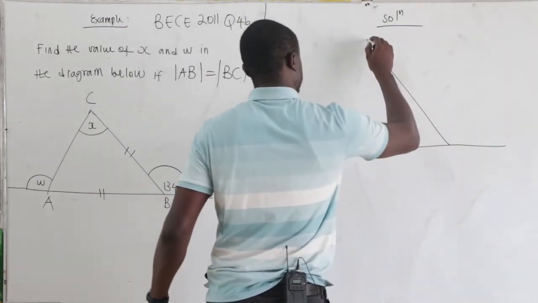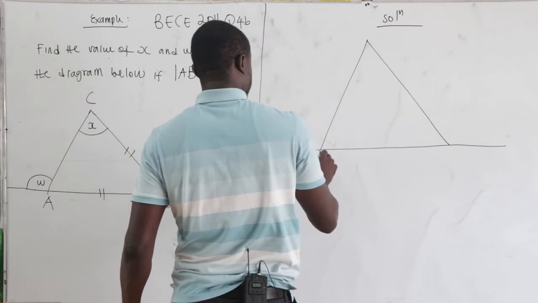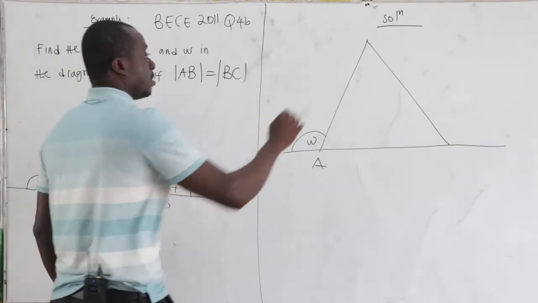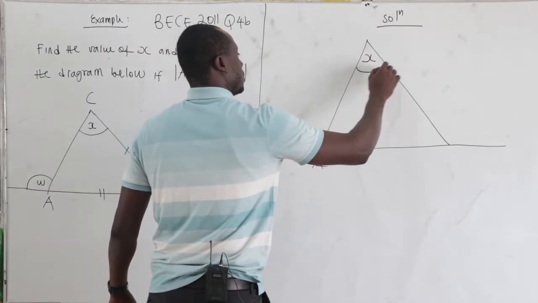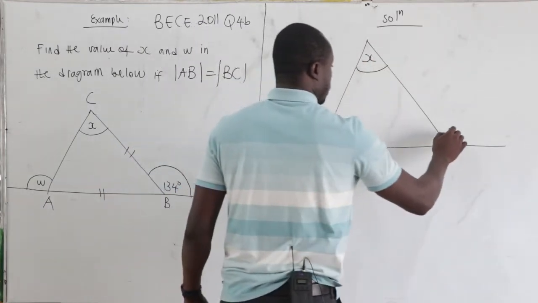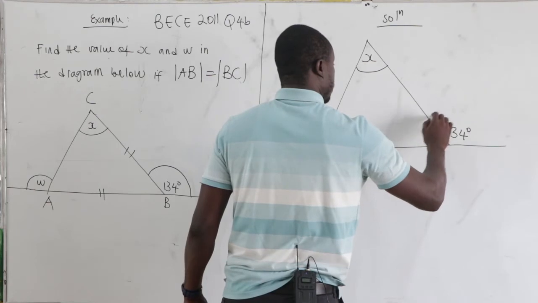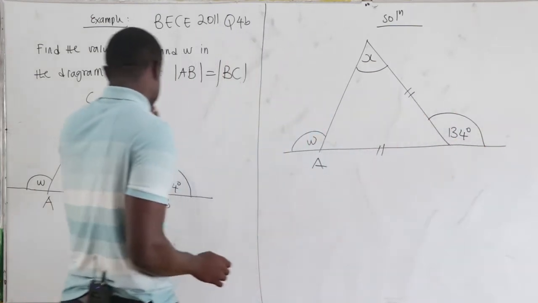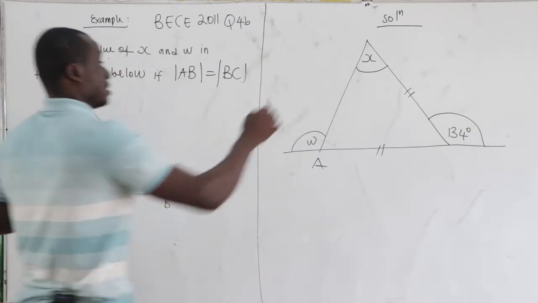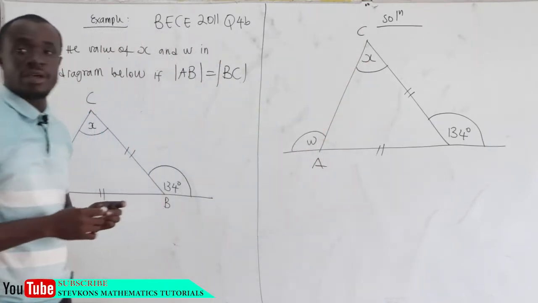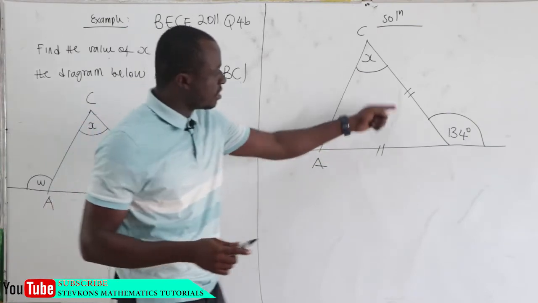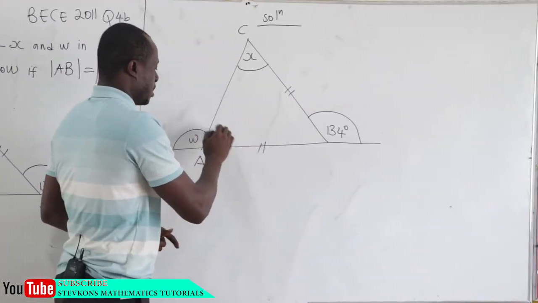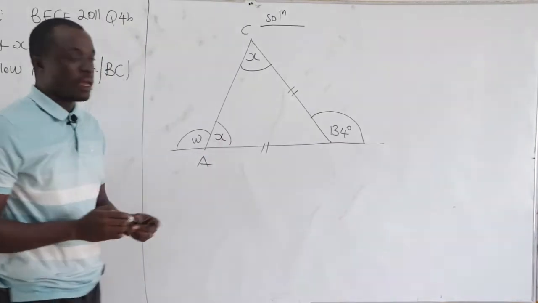So we have here to be A, this is W. Now the angle here is x degrees. The angle here is 134 degrees. Now this side is equal to that side. So this is our C. We want to find the value of x and w. And because this is an isosceles triangle, if this is x, this is also what? x degrees.